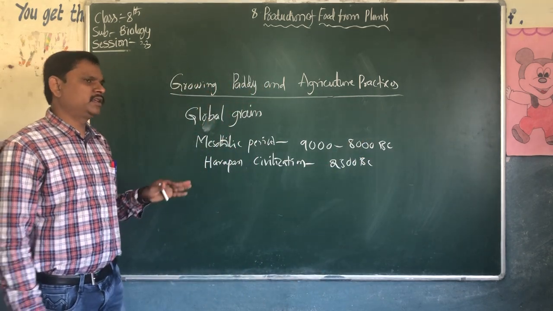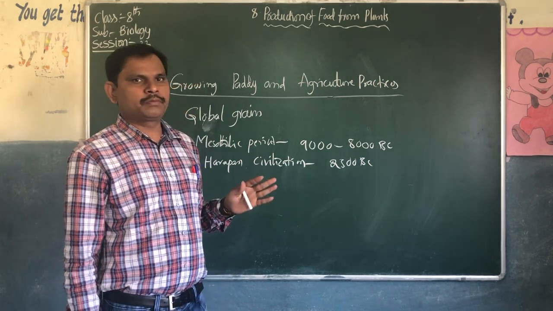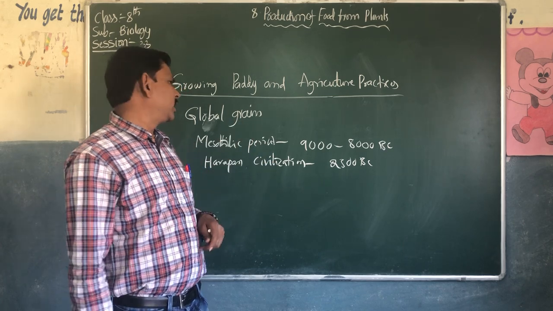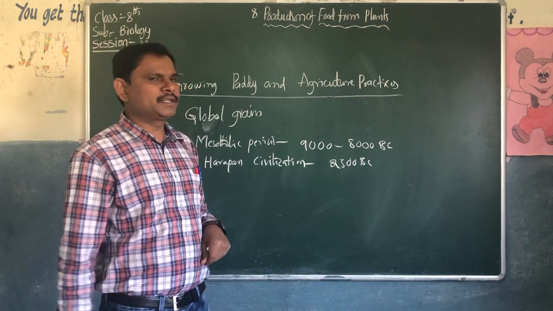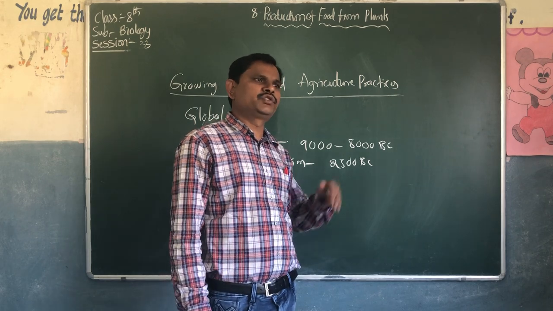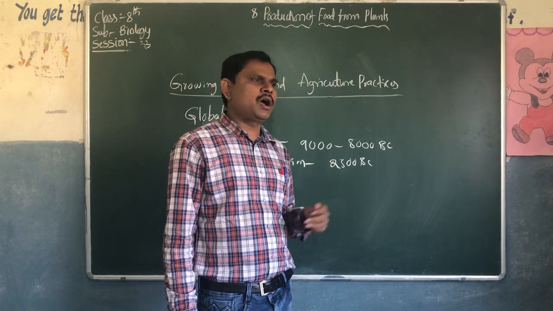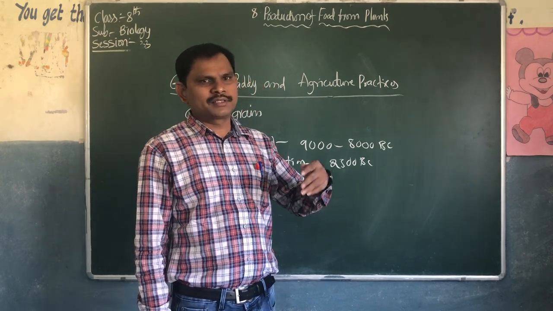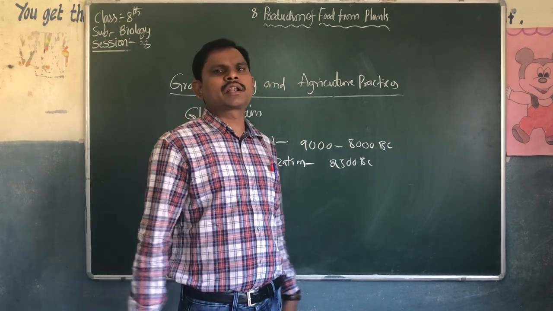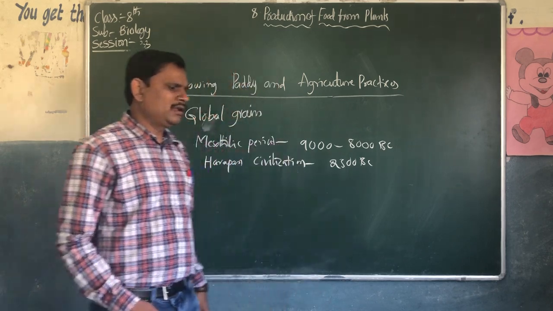So everywhere we can see it, that's why rice is called a global grain. Before Christ came into this world, the cultivation of rice had already started in the Mesolithic period and the Harappan civilization. Not only in India, we can see rice in China, Australia, USA, Japan, Israel, and different countries also cultivate rice. That's why rice is called a global grain.